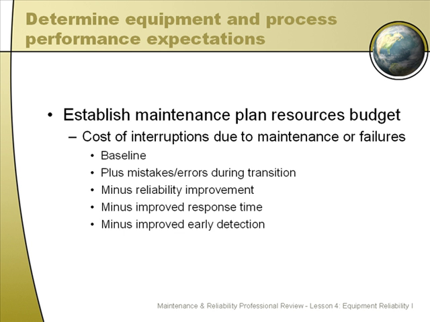Let's discuss the cost of interruptions due to maintenance or failures. As you're building your maintenance resource budget, you're going to need to take into account that there's going to be some production interruption due to maintenance or failures. This already happens, it's not a new thing. So you can establish a baseline fairly easily based on the past. Then, as you start adopting your maintenance initiative, you're going to have to add in some extra time for mistakes and errors during the transition.